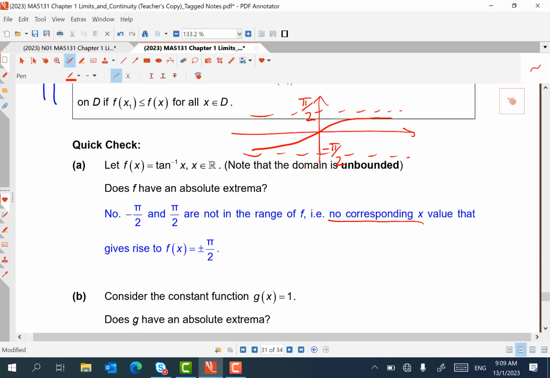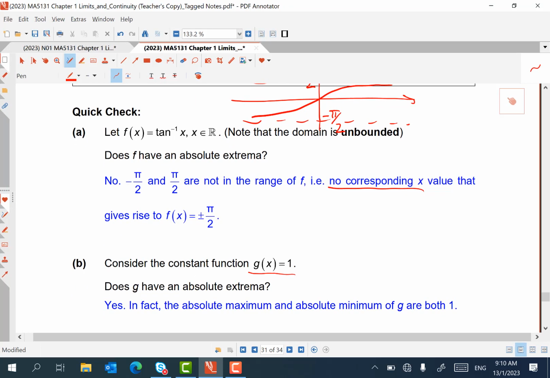Okay. Let's hear from... I forgot his name. Chen Yan, right? Chen Yan, what do you think about part B? Yes or no? What is g(x)? They define a function g(x) to be this. So for a function that is uniformly 1, do you think that it has absolute extrema? And the answer is, you said yes, right? You did say yes, right?